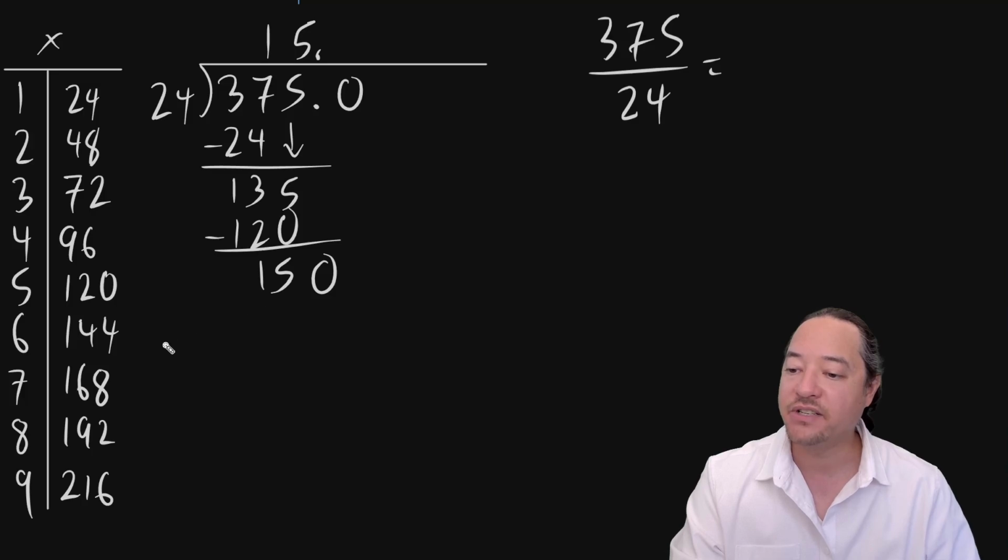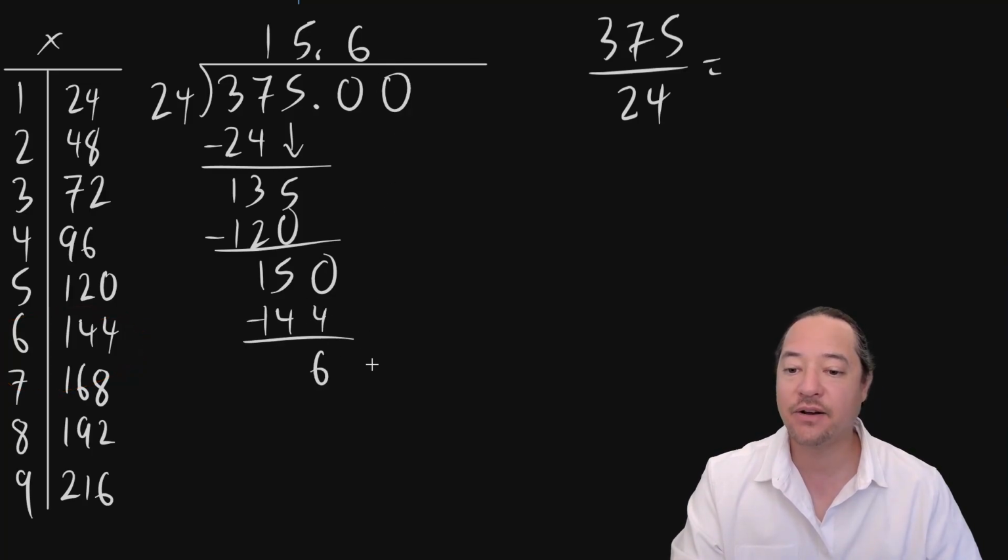And 150. So it looks like that's going to be 24 times 6, right? So let's write down a 6 here. That's going to be a 144. Subtract that away. We're going to get a 6. We'll bring down another 0.